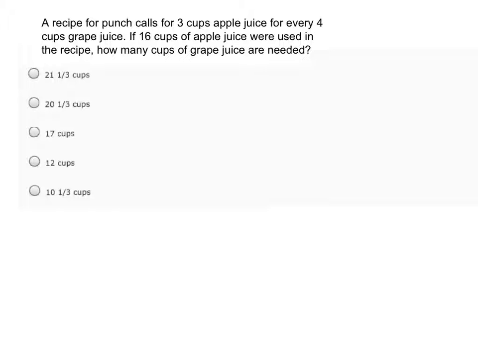So the first thing we want to notice about this problem is that we are comparing two things. We are comparing apple juice and grape juice. So we can set up a ratio of 3 cups of apple juice for every 4 cups of grape juice. So in our numerator, we have our apple juice, and in our denominator, we have our grape juice.